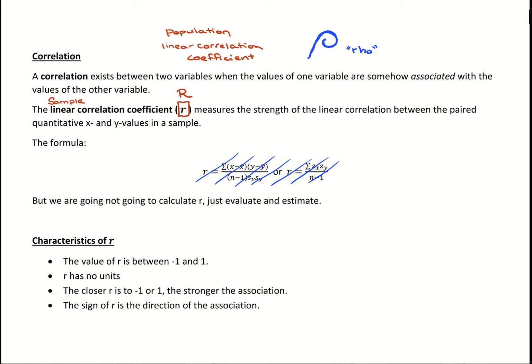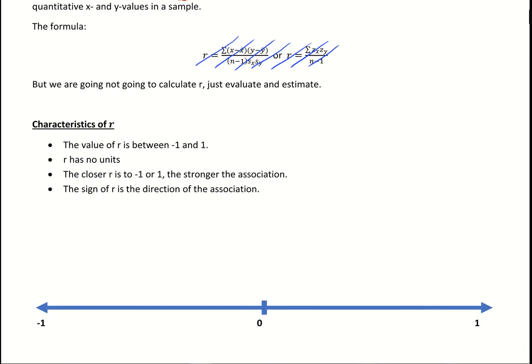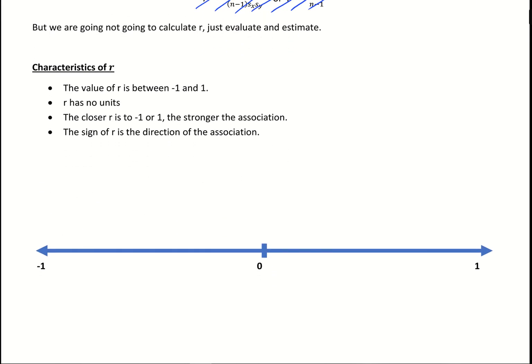Now, some characteristics of r. r is stuck between -1 and +1. And you'll see down here I started a number line. In fact, there's arrows on the end there, but let's actually end those arrows because it's strictly between -1 and +1, and then it can't go beyond those two values. r has no units. I kind of think of it as just an index number.